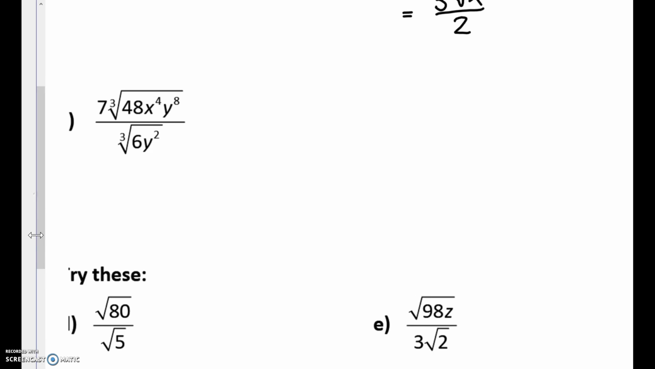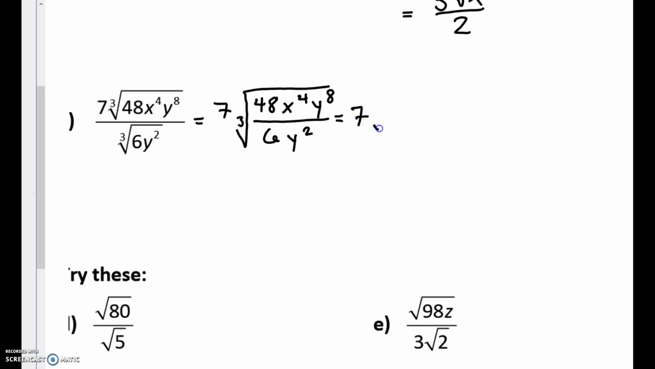Oh, and that's a hideous one. Let's take a look at it. 7 times the cube root of 48 x to the 4th, y to the 8th, over the cube root of 6y squared. Well, this time I'm going to leave the 7 outside, and I'm just going to look at the 2 radicals. And I'm going to put them under one radical here. 48 x to the 4th, y to the 8th, over 6y squared, and all of that's the cube root. Well, 48 over 6 can simplify. So we still have the 7 out front.